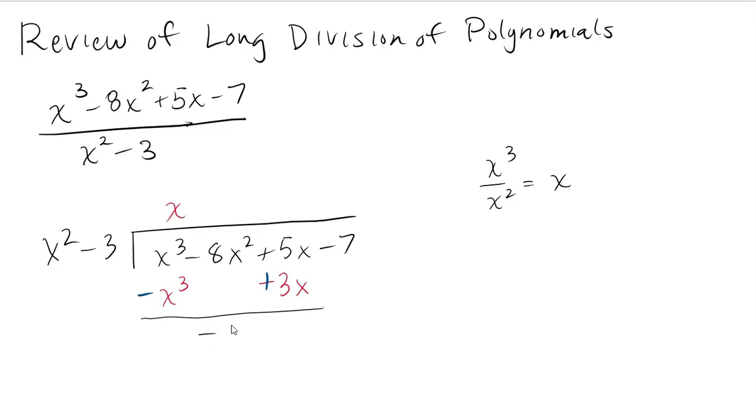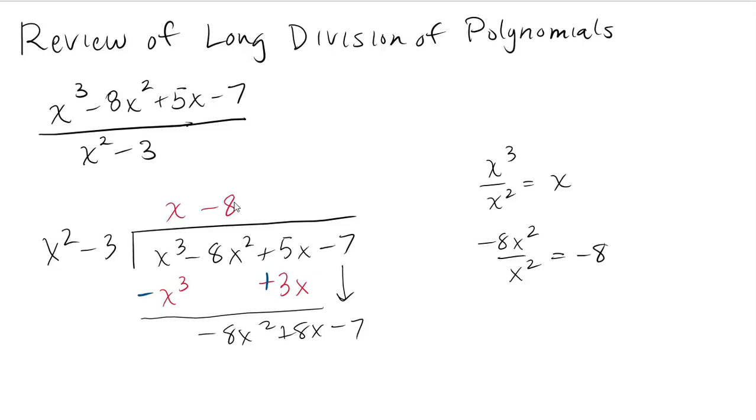I bring the negative 8x squared down. 5x plus 3x is 8x. And I bring down the minus 7. Now I start the algorithm all over again. How many times does x squared divide into negative 8x squared? You probably don't have to show this work off to the side, but let me just stay consistent and keep doing it. Negative 8x squared divided by x squared is negative 8. So the next term of my quotient is minus 8.